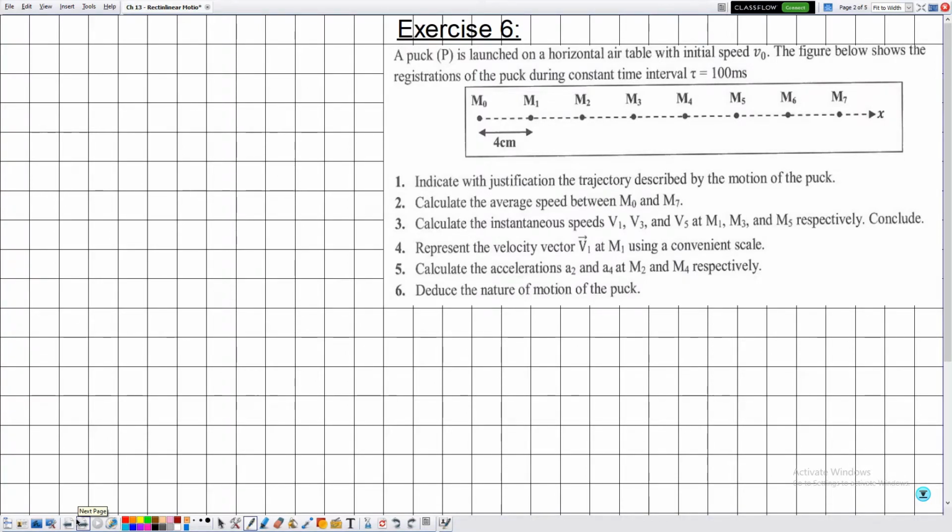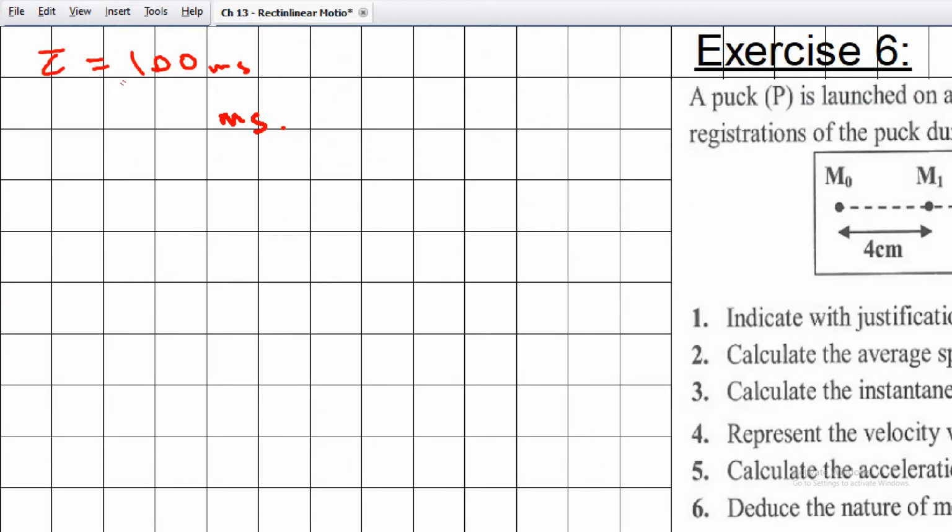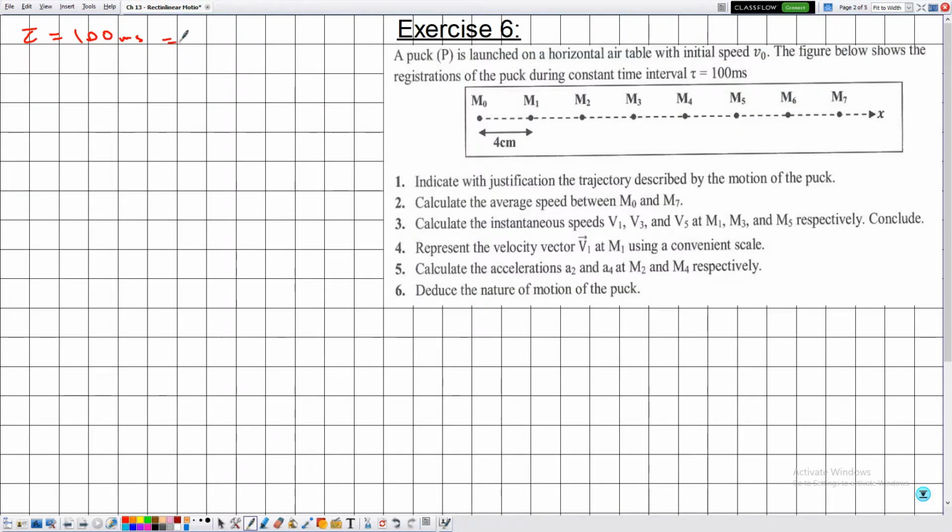A puck P is launched on a horizontal air table with an initial speed V0. The figure below shows the registration of the puck during constant time interval tau equal to 100 milliseconds. Knowing that millisecond is not the SI unit of time, in order to convert from milliseconds to seconds, we divide by 1000. Then 100 divided by 1000 is equal to 0.1 seconds. And this distance is given by 4 centimeters.